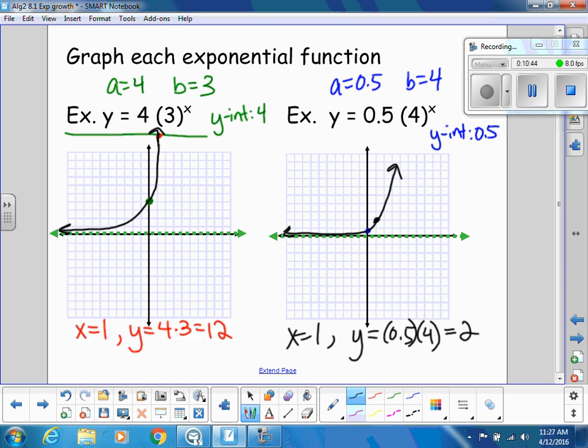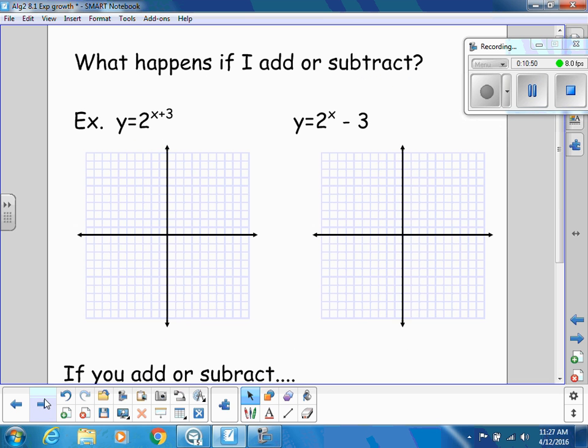Okay, so again, we've graphed our exponential growth function without having to do our t-chart. So now what I want you to think about is what happens if I add or subtract. This is going to look like our HK format. So I'm going to have my A times my B, but now up here in the X, I'm going to have X minus H, and then afterwards, I'm going to have a plus K. So the H and the K means that we're going to be shifting.